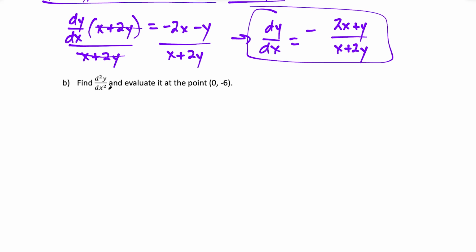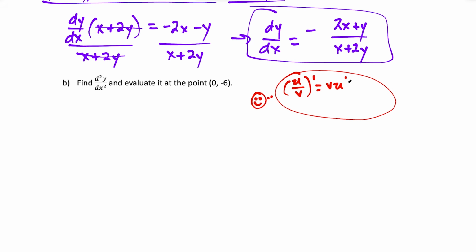So now for part B, we're going to find the second derivative, and we're going to evaluate it at the point (0, -6). So the first thing that jumps out at me here is that the first derivative, dy dx, is in terms of a fraction. So we're going to have to use the quotient rule to find our second derivative. So this is what you should be thinking about for a question like this. So there's our quotient rule.